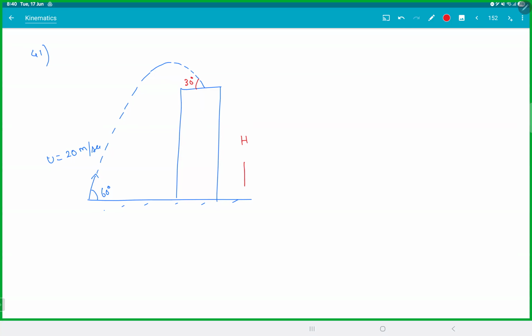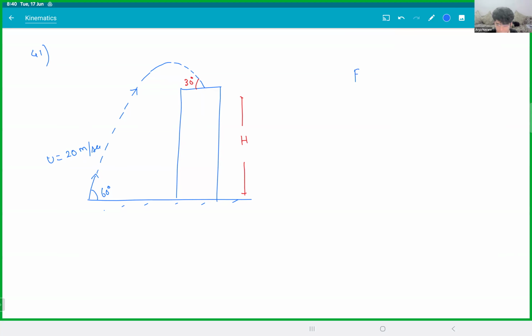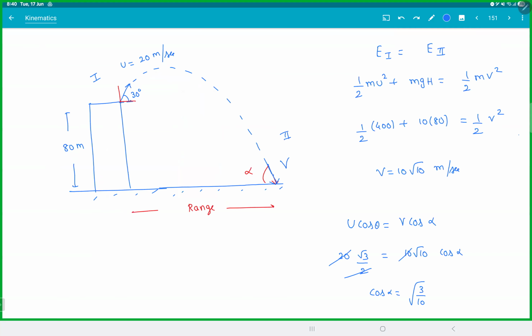H is the height of the building. Find H. Then in the last question, my V comes out to be 20 root 5. Yes, the half of the V square. And this is 1000, no? That is 2000, right? Yes.